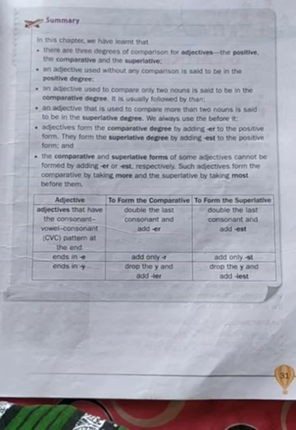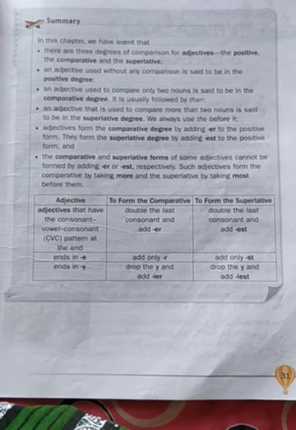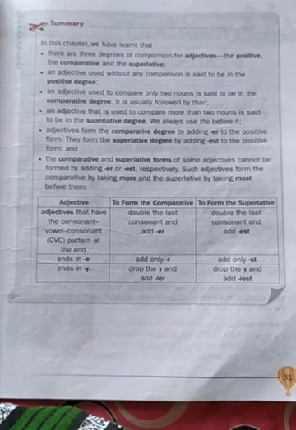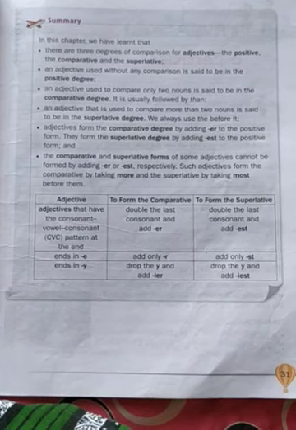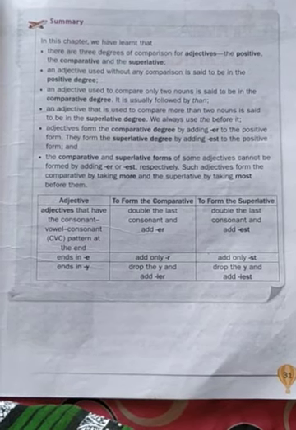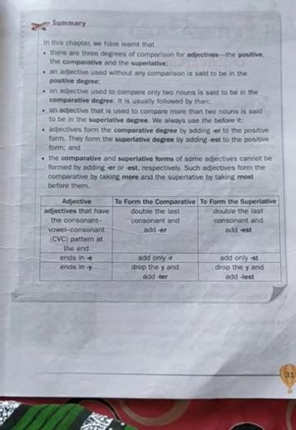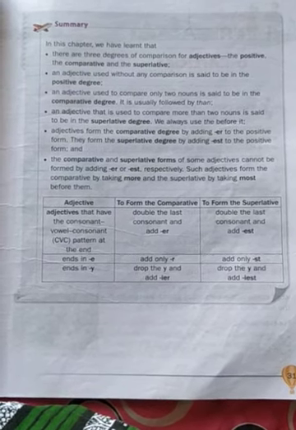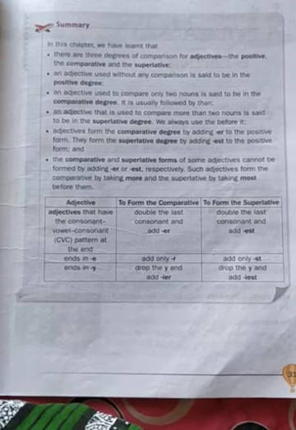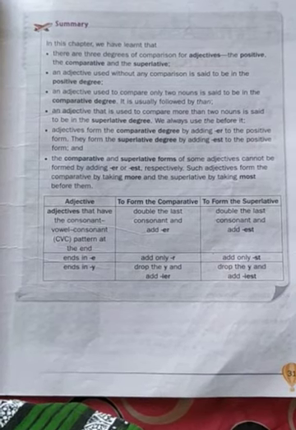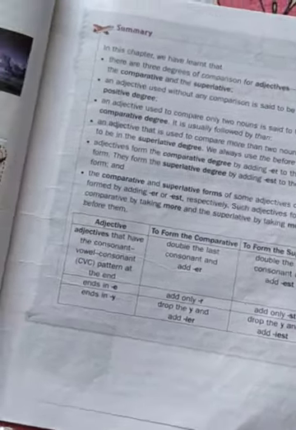And the comparative and superlative forms of some adjectives cannot be formed by adding er or est respectively. Such adjectives form the comparative by taking more and the superlative by taking most before them. See, here is the chart given.